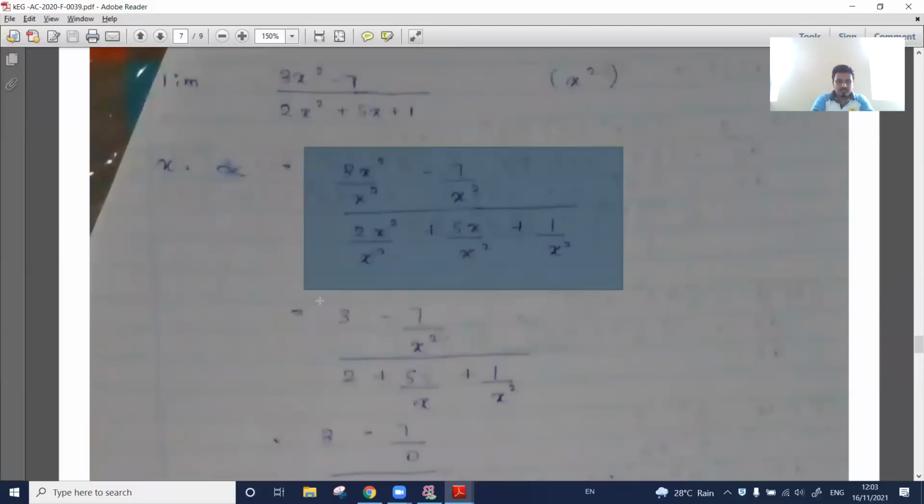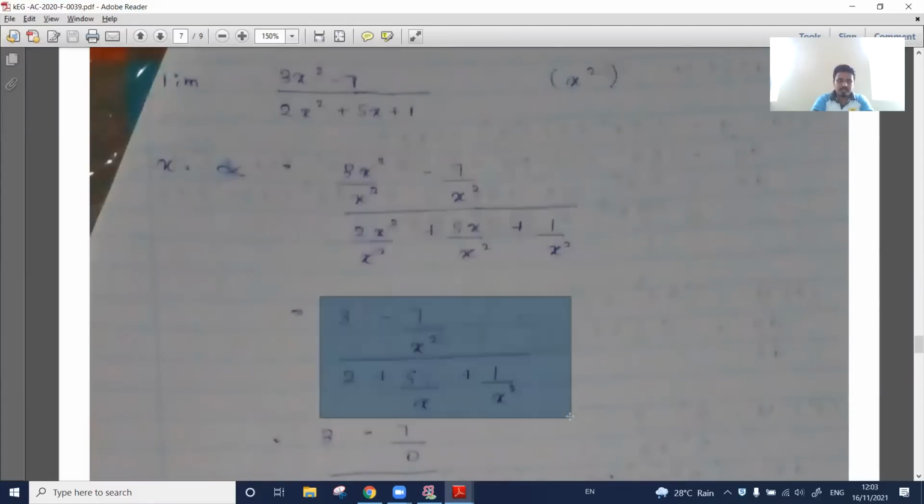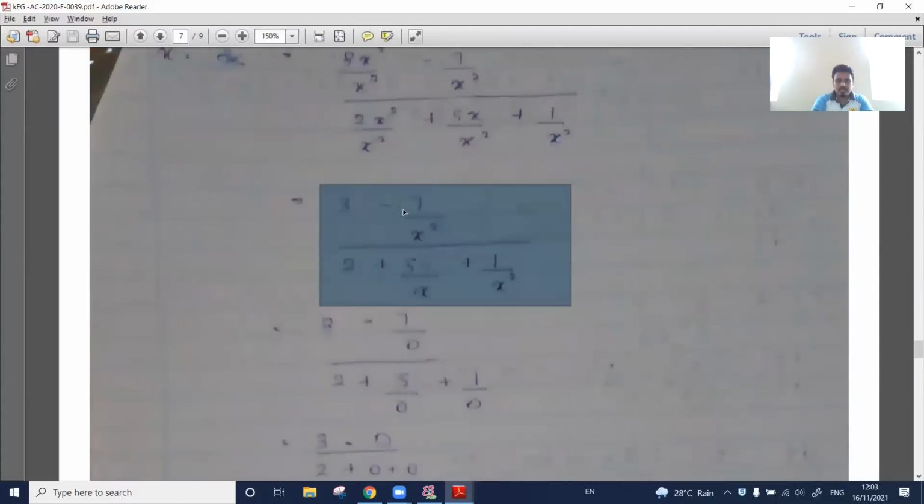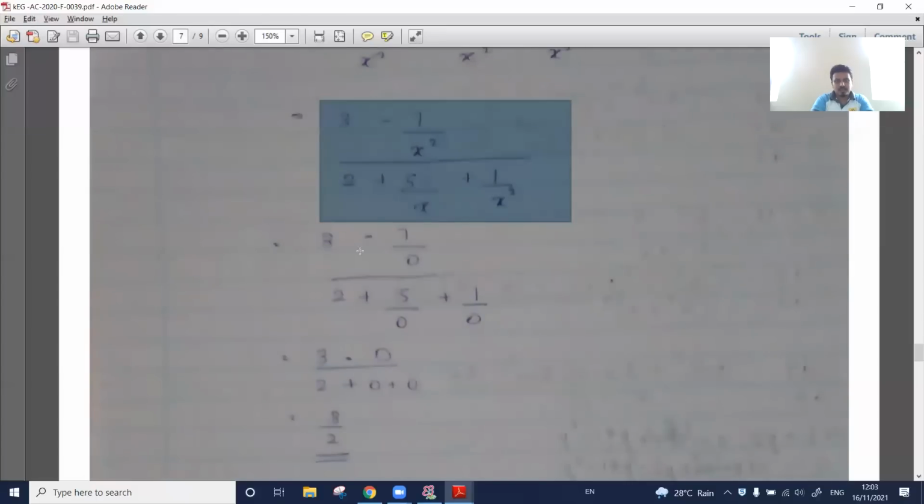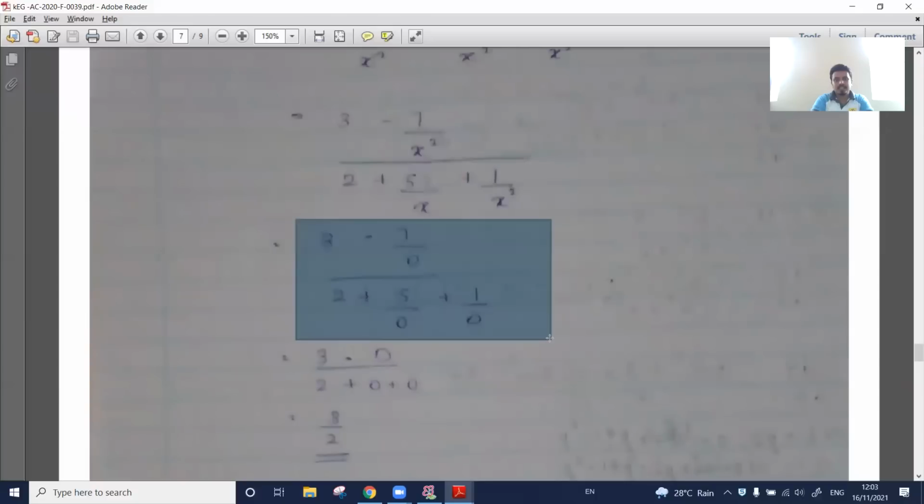So once we simplify it, we'll get something like this: 3 minus 7 over x squared over 2 plus 5 over x plus 1 over x squared. Now we can substitute. The value of x is infinity. So here, 7 divided by infinity. Any whole number divided by infinity, what should be the value?